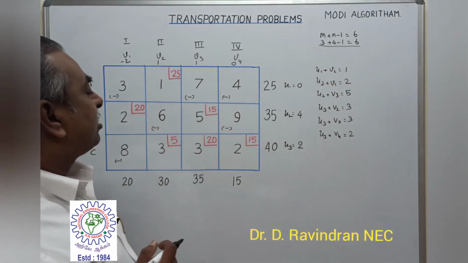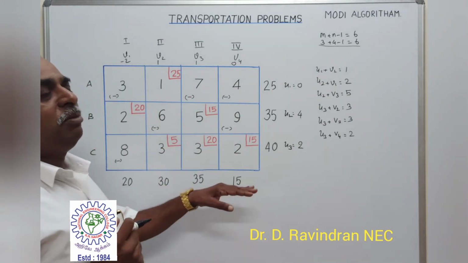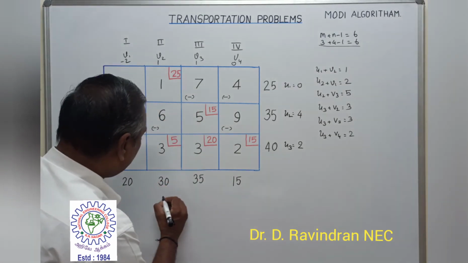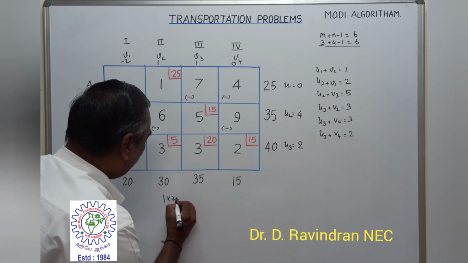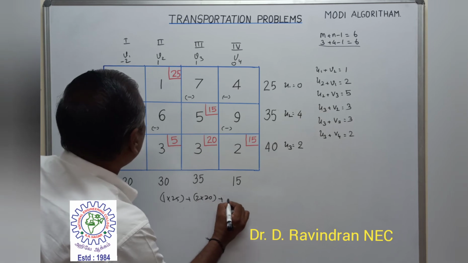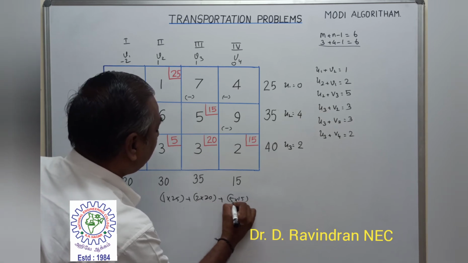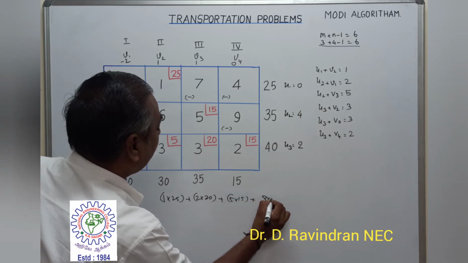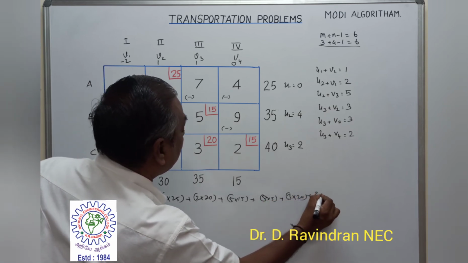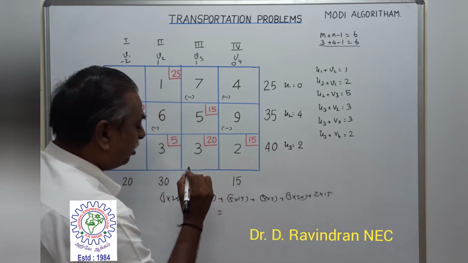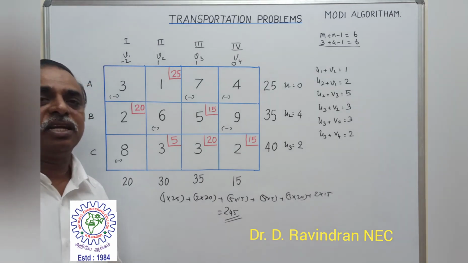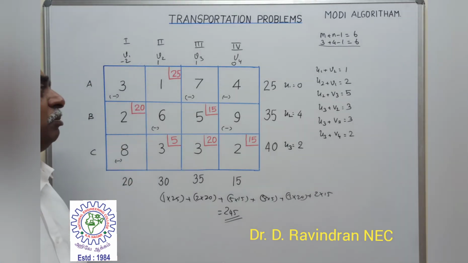Now we can compute the transportation cost. That is going to be the minimum transportation cost for this problem. Now the total transportation cost will be 1 into 25 plus 2 into 20 plus 5 into 15 plus 3 into 5 plus 3 into 20 plus 2 into 15. This is going to be 245. This is going to be the lowest transportation cost for the given problem.